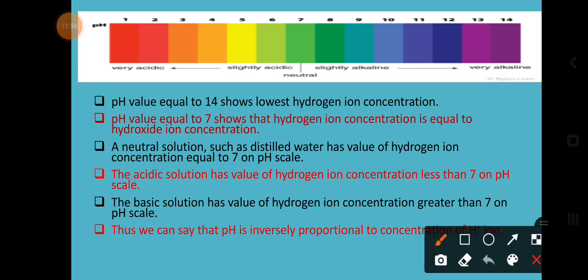We can say that pH is inversely proportional to the concentration of hydrogen ions. It is inversely proportional because it indicates the power of hydrogen ions, and it is inversely proportional to the concentration of hydrogen ions.